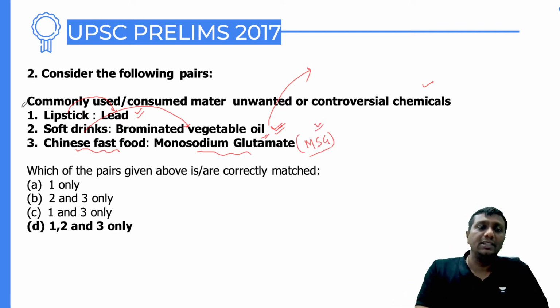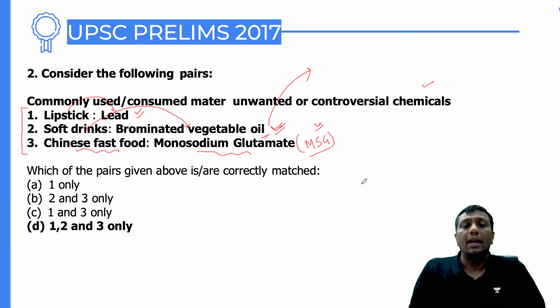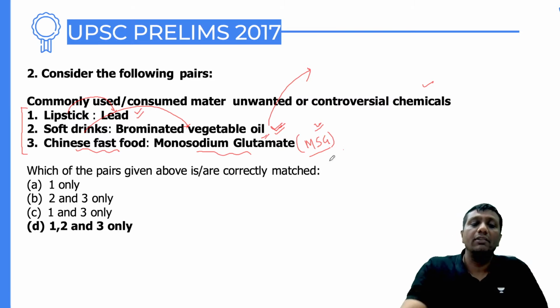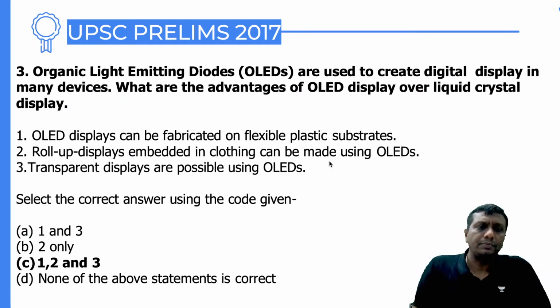All right, guys. Here, in the case of Maggi noodles in India, there were two issues. One was lead, and the second was an MSG issue. This MSG was definitely reported earlier in the case of Chinese food items.